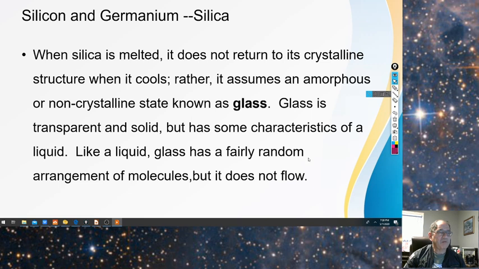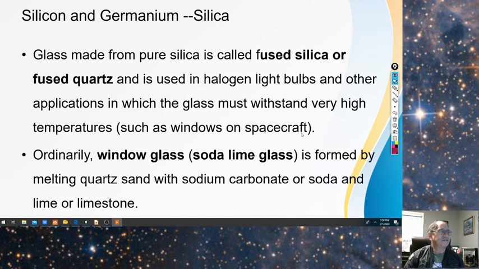I'm going to probably make that a true or false question. Does glass flow? True or false? Okay, I'm going to write that right here. True, false question on flow.